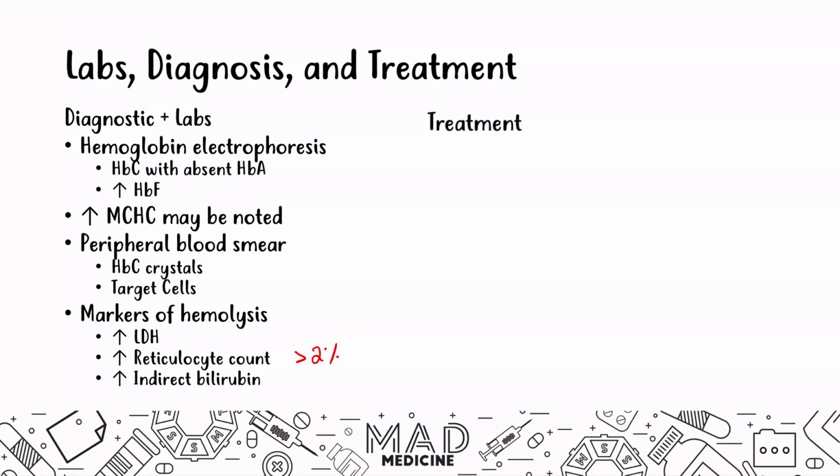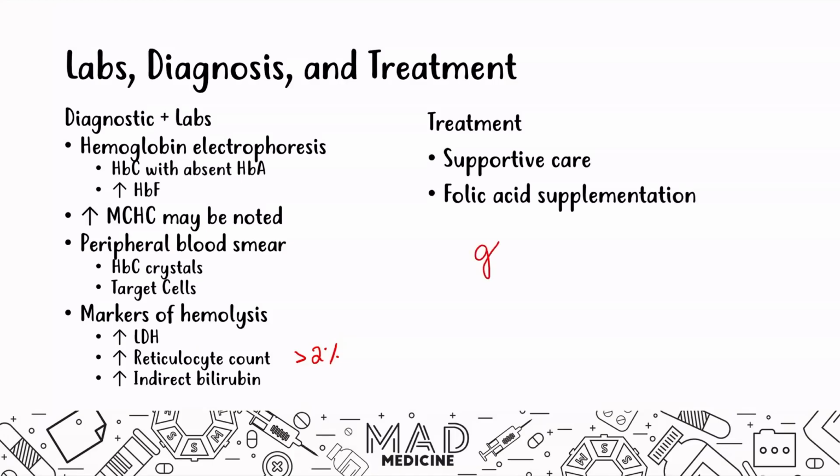When it comes to treatment, mainly it is supportive care and folic acid supplementation. That is mainly what you are going to do. So let's just quickly recap. In this case, you're going to have a glutamic acid mutation to either valine or lysine. Which one is it, guys? Say it quickly. Good, you got it right. It is lysine. Okay, glutamic acid to lysine.